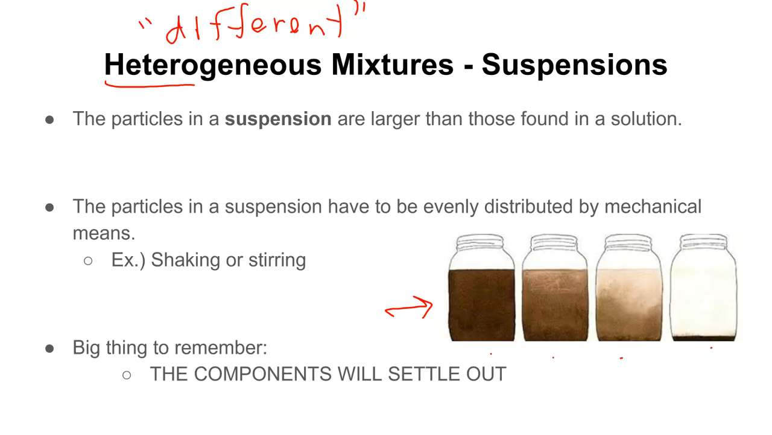So we looked at three different types of classifications of matter: elements, compounds, and mixtures. It is your goal to be able to differentiate these. If I were to give you a list of substances, you should be able to tell me whether it's an element, compound, or mixture.